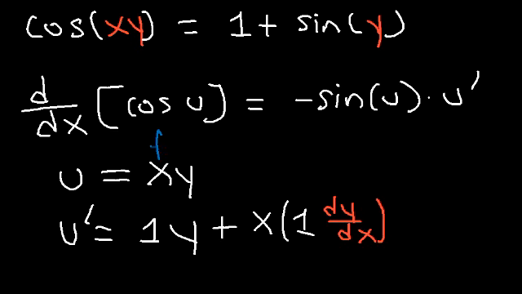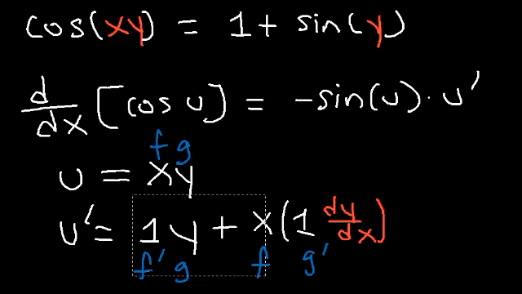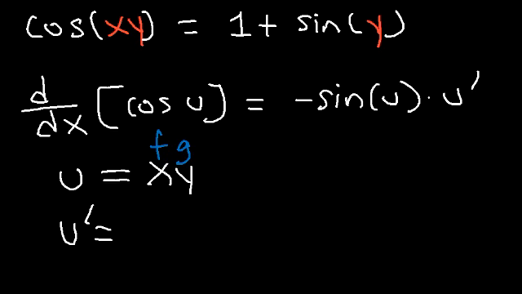So if x is f and y is g, this is f prime g, and then this is f g prime. We differentiated x to get f prime, which is 1. g stayed the same, and then we kept f the same. And then g prime, the derivative of y, is 1 dy dx. So you just have to use the product rule in that case. To simplify it, we could say that u prime is y plus x dy dx.